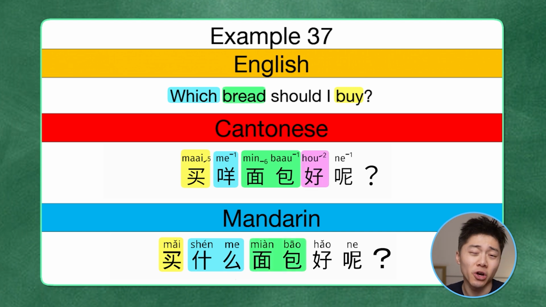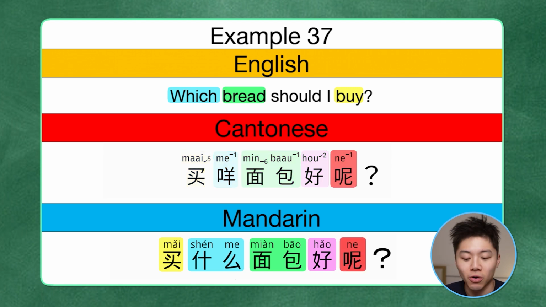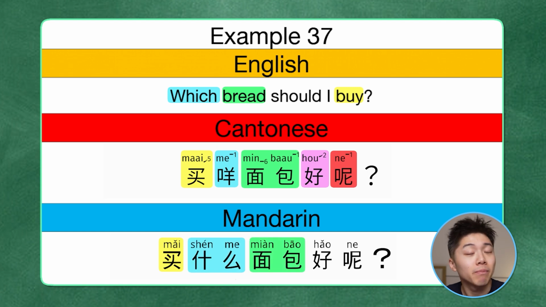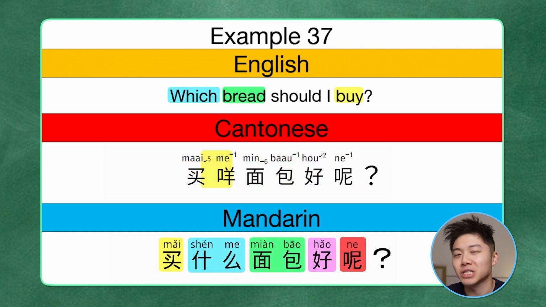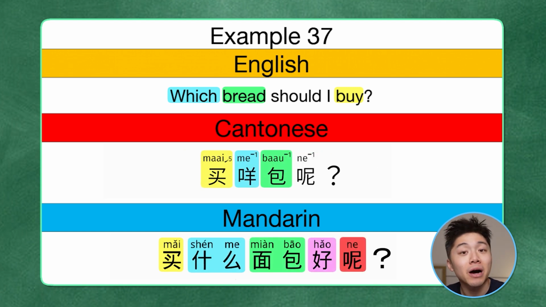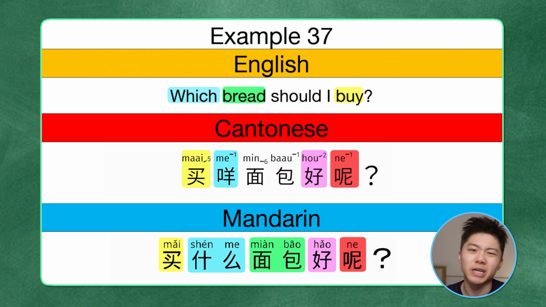And then 好 means good. In Mandarin, 好. So buy which bread good. So which bread is good. And then 呢 is basically like a question. So 買咩麵包呢? 買什麼麵包呢? Now note in Cantonese, you might also just hear 買咩包呢? So they just say 包 by itself, but you might hear 麵包 as well.